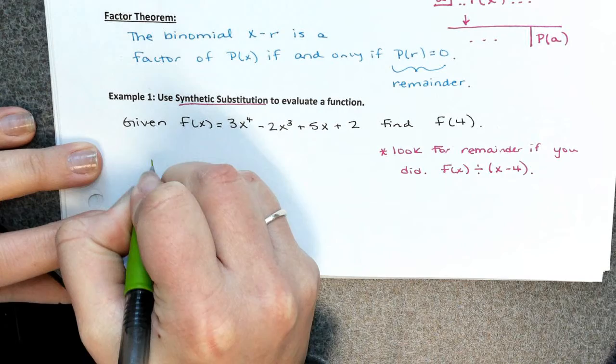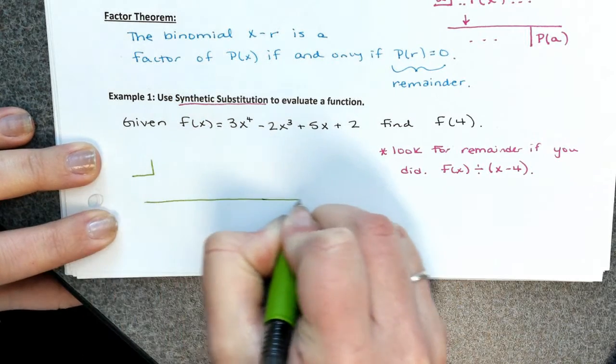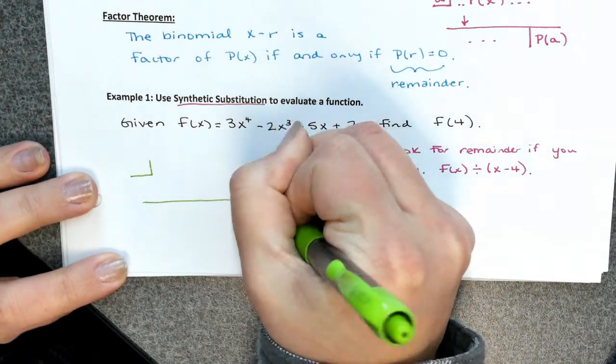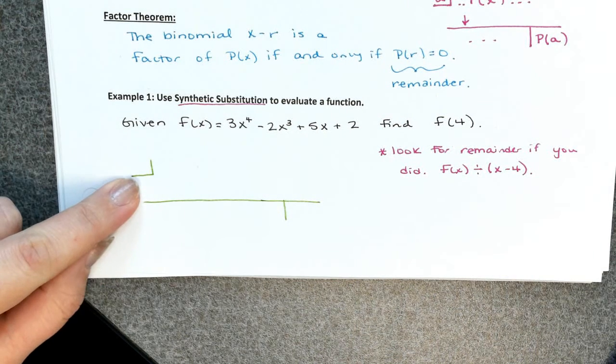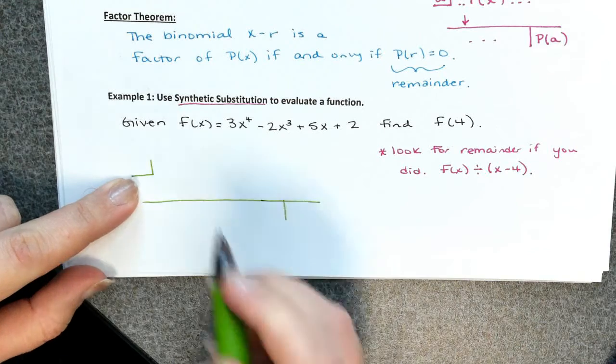But we're using synthetic substitution, so we're going to have something in the box. The long line, look for that remainder. What number goes in this box? Positive 4.